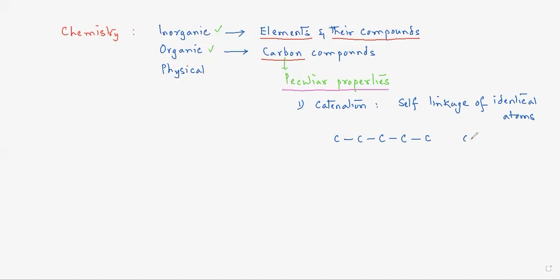Not just in forming the straight chain, but in forming the cyclic ones. It is the ability of an atom to bond successively with itself, to form chains of different lengths and even different shapes. That is what we call catenation.